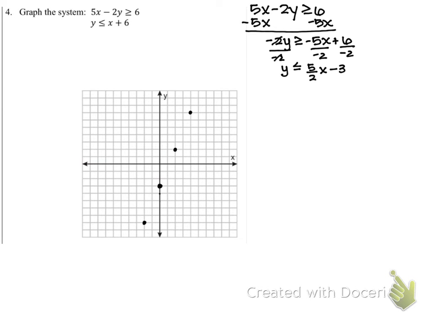Take a look at the inequality symbol. Notice that it has an equal to part. So this boundary is going to be solid. After you've got the boundary on there, you can either test a point or read the inequality.